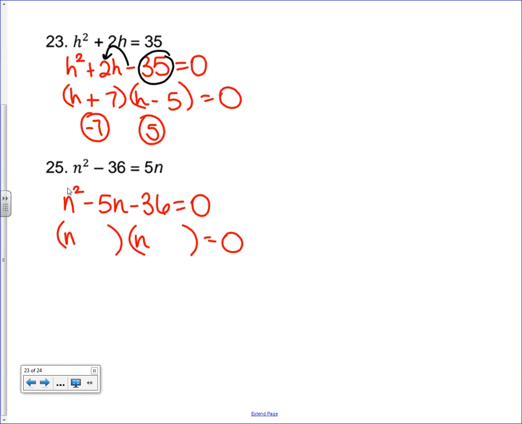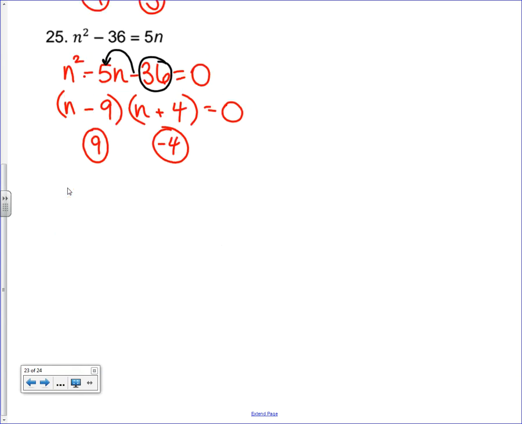ends. Everybody doing all right there? I'm looking for factors of 36 that will subtract to 5. 9 and 4 is correct. Same or different? And the bigger one needs to be subtraction. What kind of answer do I get here? Wonderful. All right, so let's do a number 26 then.